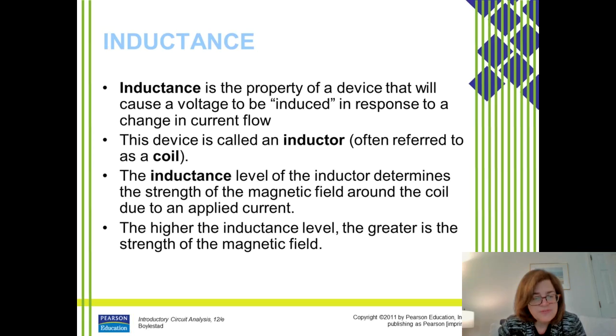That's the inductor. The inductance level determines the strength of the magnetic field in the coil due to that applied current. So if you think about what we could do with that coil that would set up a stronger magnetic field, that would actually increase the inductance of our inductor. And the higher the inductance level, the greater the strength of the magnetic field. So basically, a greater inductance means a stronger magnet, for lack of a better term.